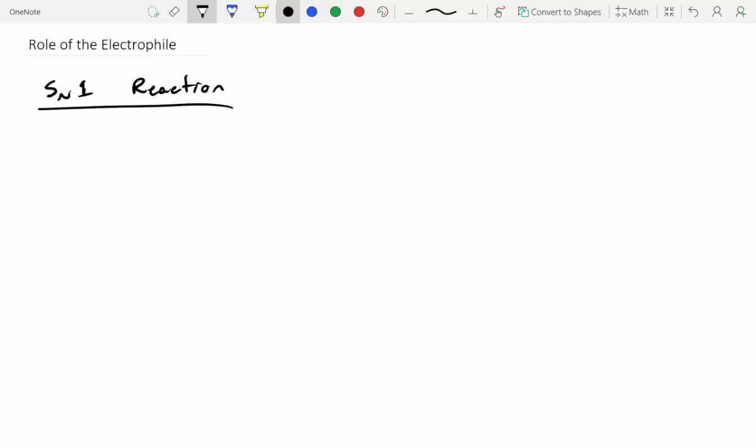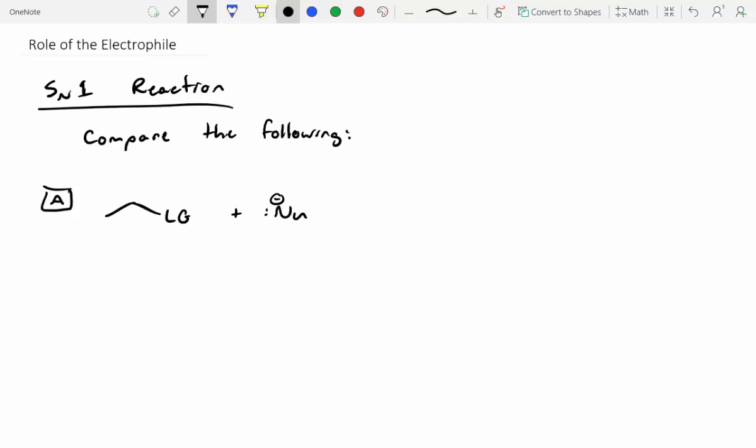So in the SN1 reaction, let's compare two reactions. So compare the following. The first reaction is going to look like this, where we've got a leaving group and we've got a nucleophile. And I want you guys to complete this reaction as if it were an SN1 reaction.